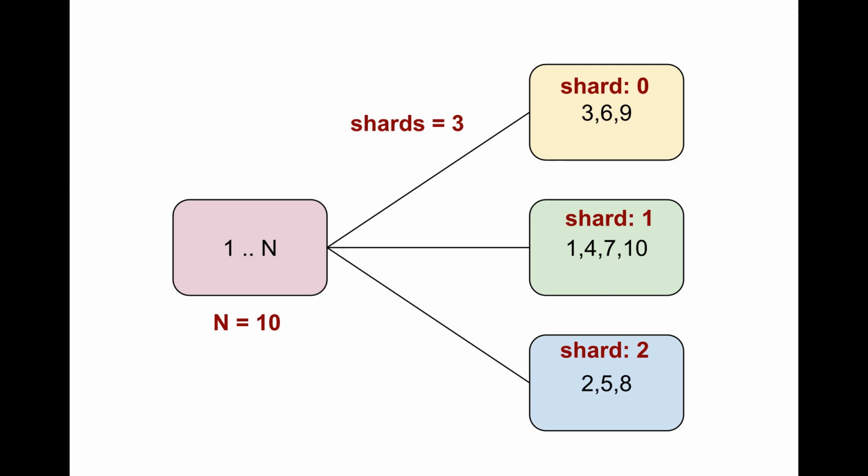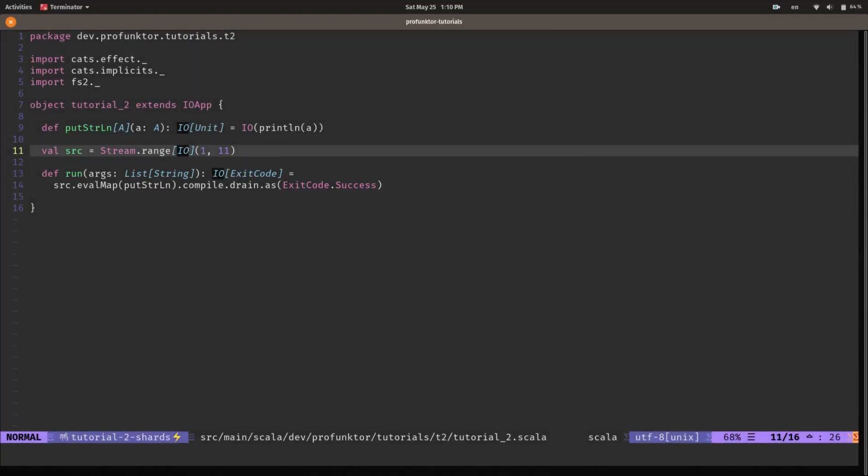The way we can get the number of the shard is by doing element modulo the number of shards. So if we process 1 modulo 3, it gives us the number 1, which is the number of the shard. If we do 3 modulo 3, it gives us 0, which is the number of the shard. So we process the elements 3, 6, and 9 in the shard 0, and so on. So we want to keep the sequentiality across different shards, but we can run the other things in parallel. So let's see how we can achieve that in FS2.